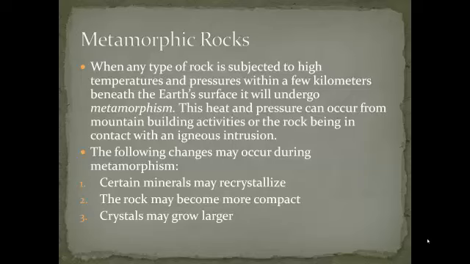The second major category of rocks are the metamorphic rocks. These rocks have been subjected to high temperatures and pressures within a few kilometers of the Earth's surface. If it gets too far deep, they're going to melt and become magma, therefore it would be referred to as an igneous rock. This heat and pressure, put on the slide here, could be from mountain building activities, or the rock can come in contact with what's called an igneous intrusion, or this magma which has come from the Earth's interior, and it can heat the rock.